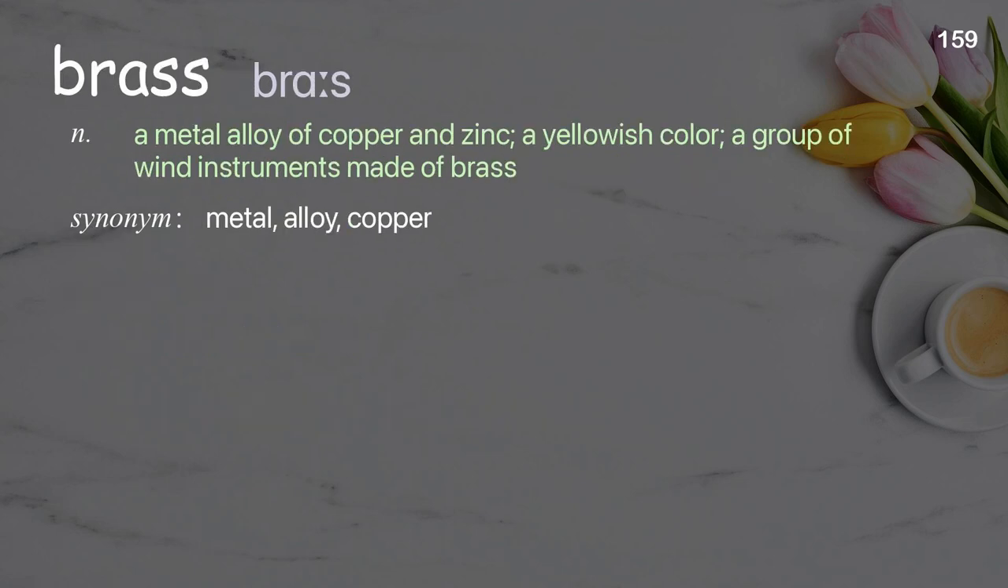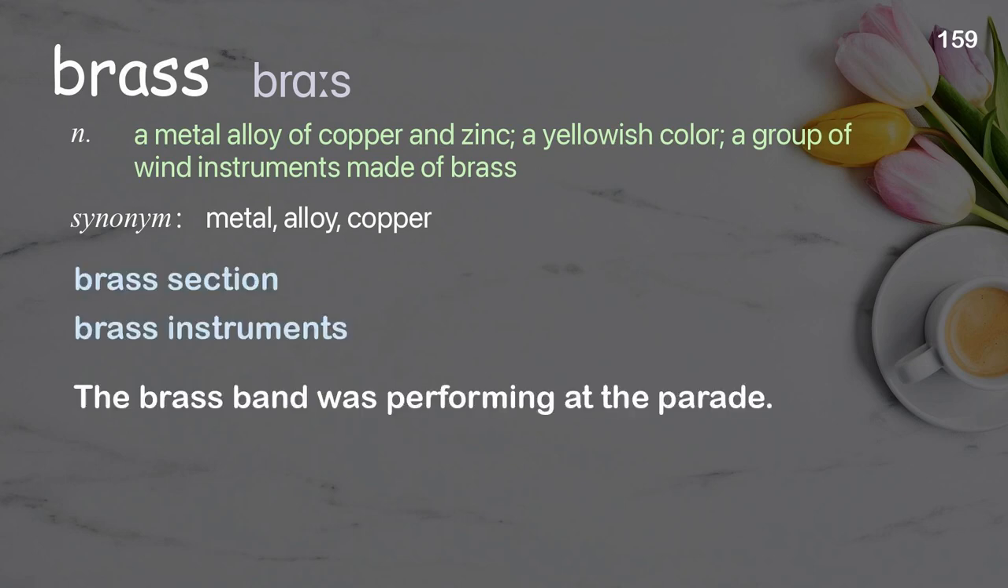Brass. A metal alloy of copper and zinc, a yellowish color, a group of wind instruments made of brass. Examples: brass section. Brass instruments. The brass band was performing at the parade.